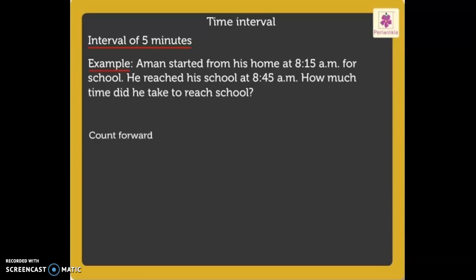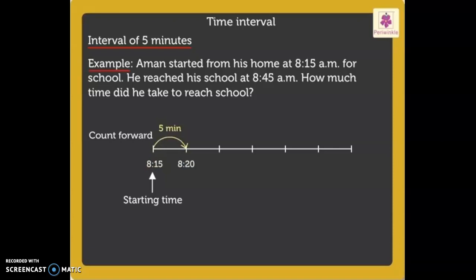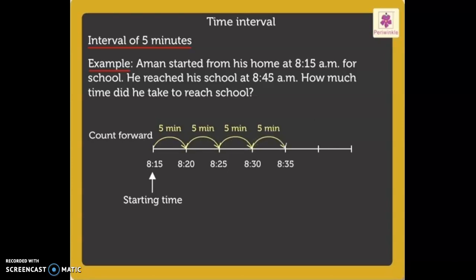Here we shall count forward, but this time the time interval for each count would be 5 minutes from the starting time 8:15 a.m. So, on counting forward by 5 minutes from 8:15 a.m., we reach 8:20 a.m. 8:20 a.m. to 8:25 a.m., 8:30 a.m., 8:35 a.m., 8:40 a.m., and lastly, the ending time 8:45 a.m.